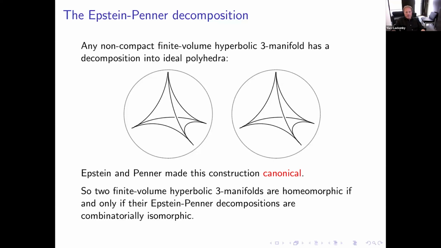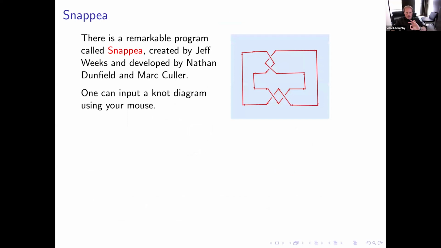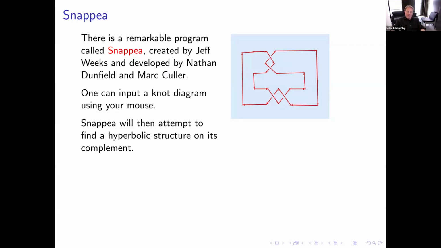And this is actually done in practice. So there's this amazing program, SnapPea. It was created by Jeff Weeks and then developed by several people, Dunfield and Culler. They changed the name to SnapPy with a Y when they introduced it into Python. And it's an incredibly powerful tool. So you can just take your knot, you can input a diagram for it using your mouse. This is a picture of the figure 8 knot. And then SnapPy will attempt to find a hyperbolic structure on its complement.